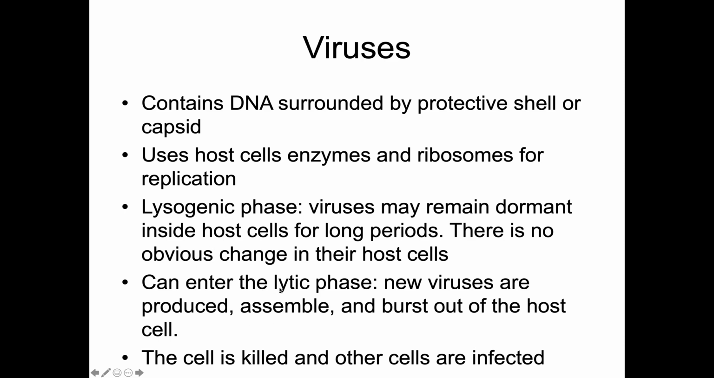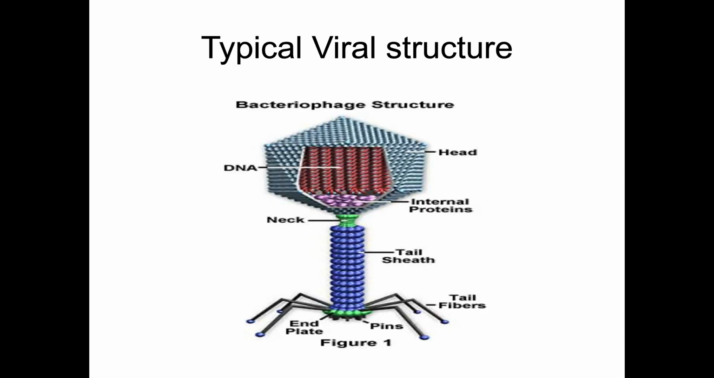Lytic phase, like to lyse, that's when you have an active infection and the cells are killed. What happens with the coronavirus is the cells are killed, and then the tissue bleeds, and the lungs fill up with blood and other liquids from the immune system, and that's why people can't breathe and they die. So this is a typical viral structure. Coronavirus looks a little bit different, doesn't have these little legs, but there's basically a protein coat and nucleic acid on the inside. This is a virus that infects bacteria.